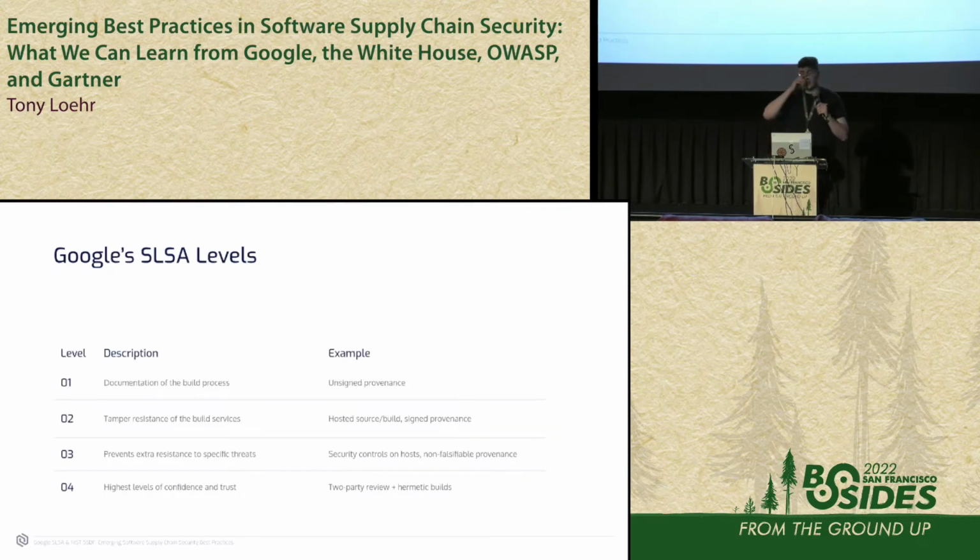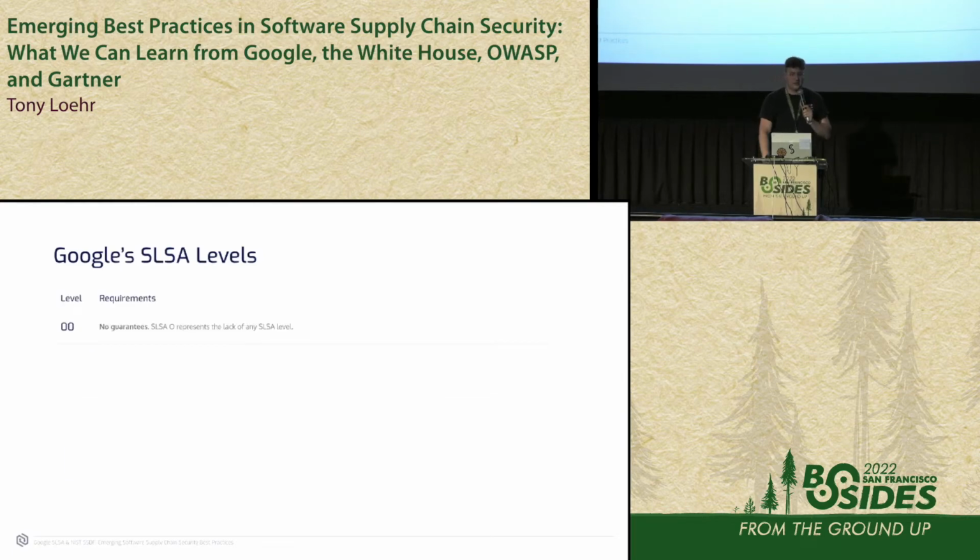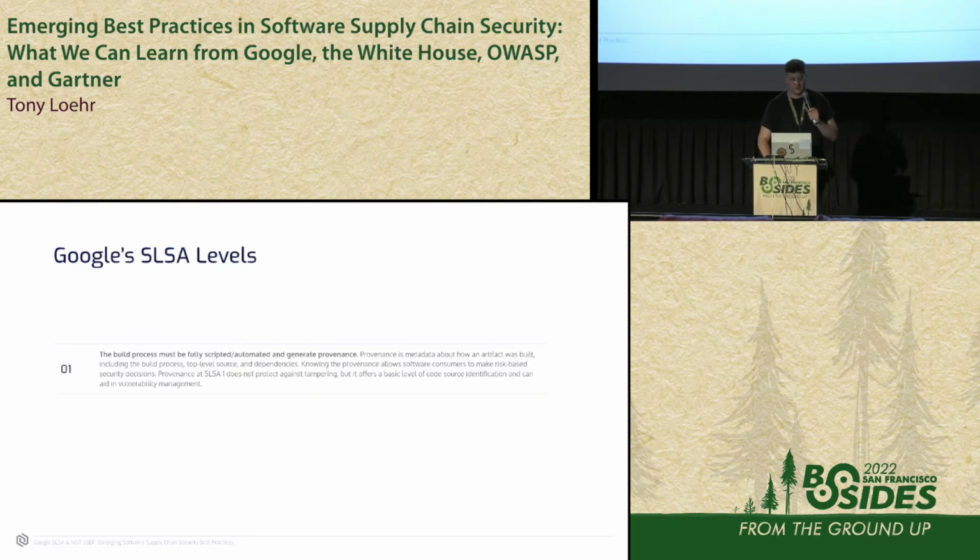Google SLSA entails different levels, and these different levels correspond to different rigor of cybersecurity. SLSA Level 1 is pretty much no guarantees. There really isn't any guarantee of source or build security. Level 1, though, entails the build process being fully scripted and able to generate provenance.